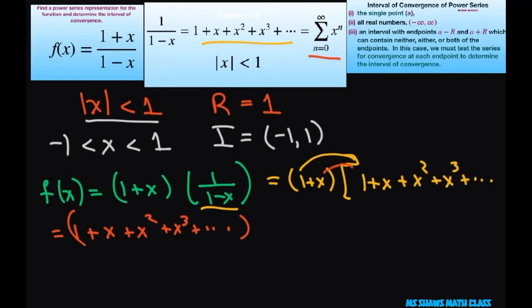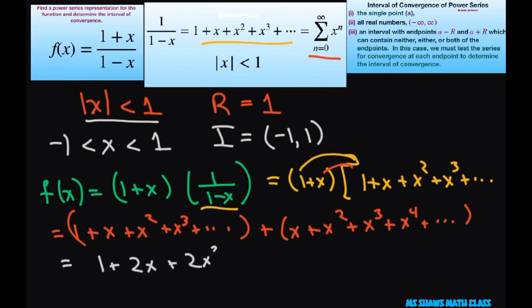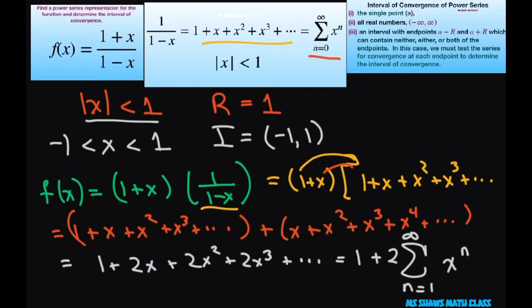And then when you multiply by the x, you're going to get plus x squared plus x cubed plus x to the 4th plus ... And this would give you 1 plus 2x plus 2x squared plus 2x cubed plus dot dot dot, and this is going to equal 1 plus 2 times the sum of n equals 1 to infinity of x to the power of n. So this was another option to do.